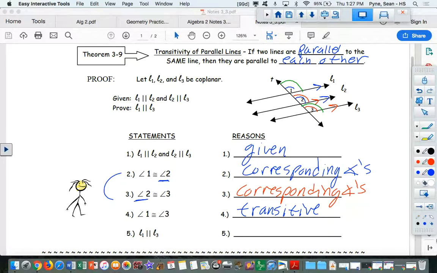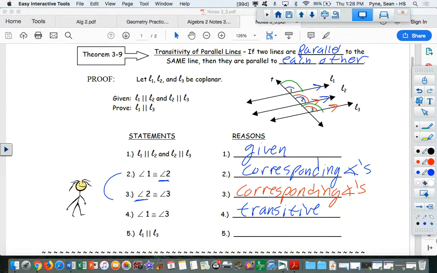Okay? Yeah, Joe. Reflexive? Nope. Reflexive is used when we say like angle 1 is congruent to angle 1, or measure of angle 1 is equal to measure of angle 1. Addition? No addition. Subtract.